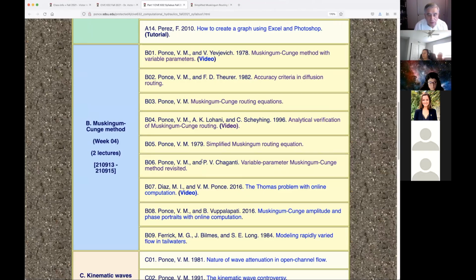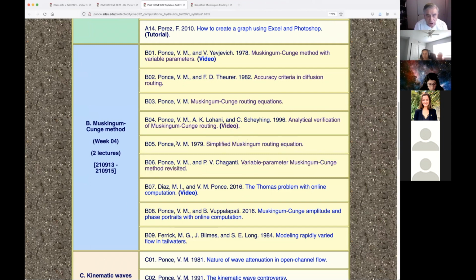Good afternoon. This is CIVE632, Computational Hydraulics and Hydrology. This session is the second session in the fourth week, and I'm going to be talking in extensive detail about the Muskingum-Cunge method. Today we are going to hopefully cover at least 4, if not 5, and finish up where we should be finishing.